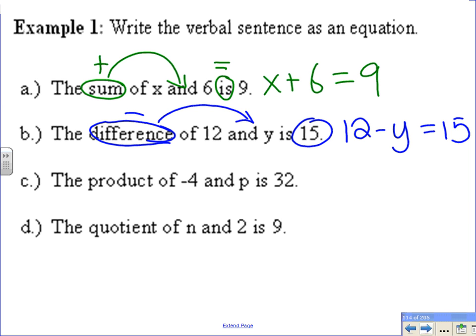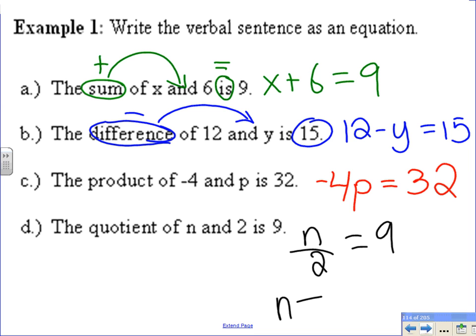Okay, letter C. Briar, what'd you have for letter C? Equals? Good job. So negative 4p or negative 4 times p equals 32. And then H, what did you get for the last one? Good. N divided by 2 equals 9. You may also have N divided by 2 written this way equals 9. Donatus, you okay? You're raising your hand.